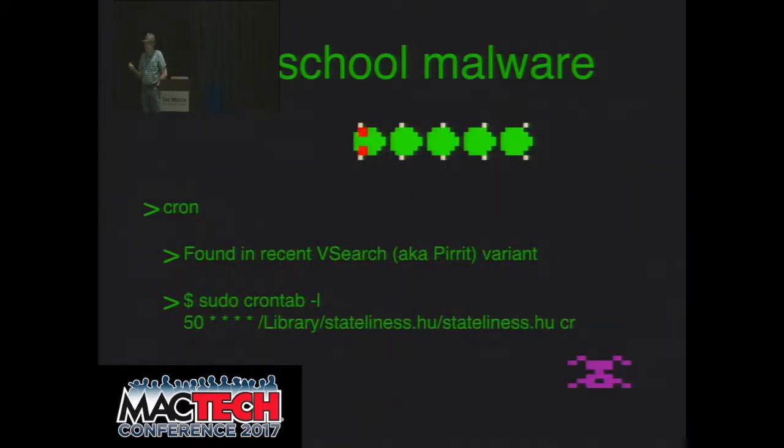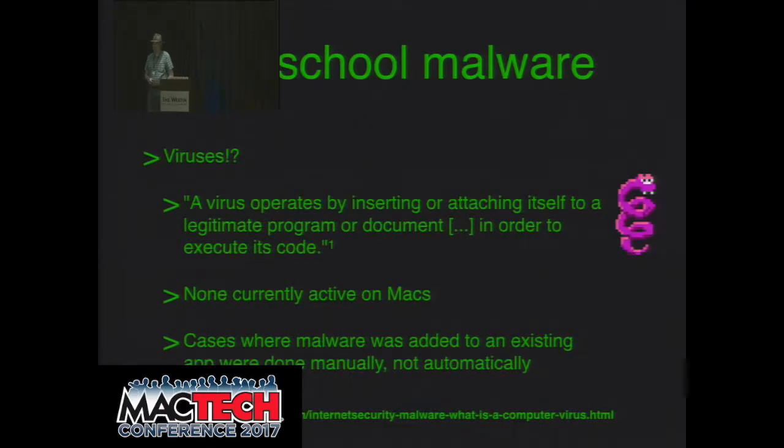Cron is another thing that some old school malware uses to get persistence. It's been replaced in modern versions of macOS by launchd. So all those launch agents and daemons that you guys are familiar with, that's the new replacement for cron. And cron has been deprecated on macOS for years, but it still works. And we've actually seen this in action in some recent versions of the VSearch or Pirrit malware on macOS, where it's actually adding a command to the crontab file as the root user to gain persistence. So this is something else old school malware does.